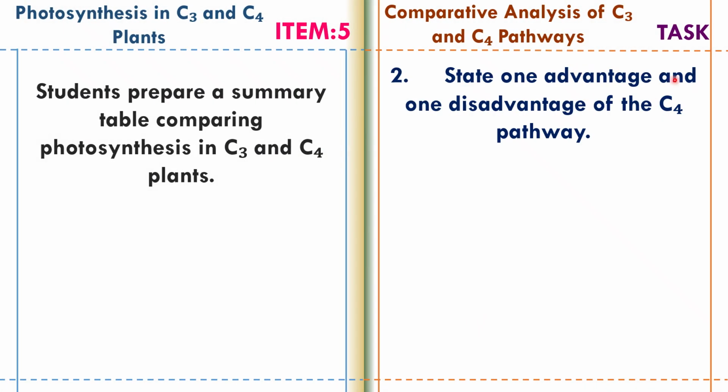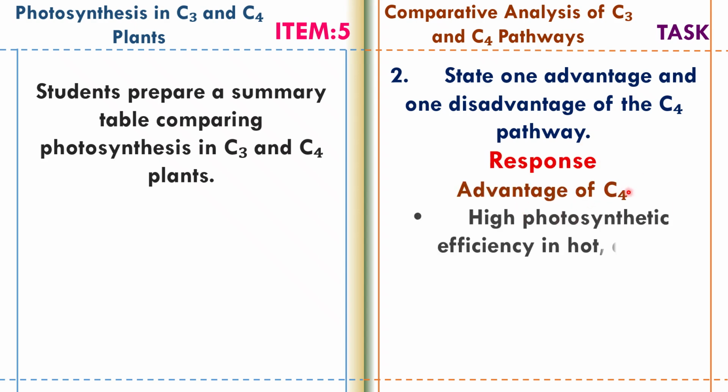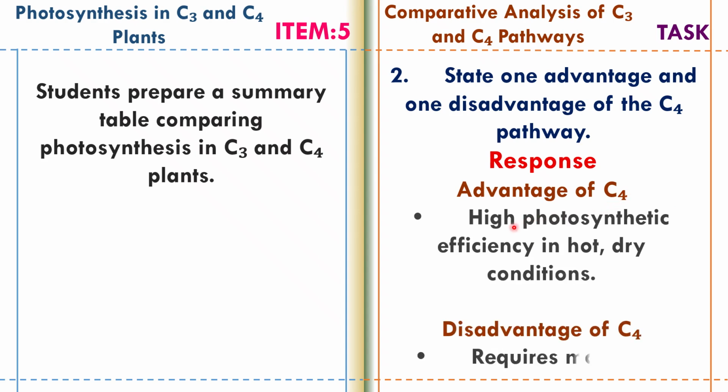State one advantage and one disadvantage of the C4 pathway. Advantage of C4: high photosynthetic efficiency in hot and dry conditions. Disadvantage of C4: requires more ATP.